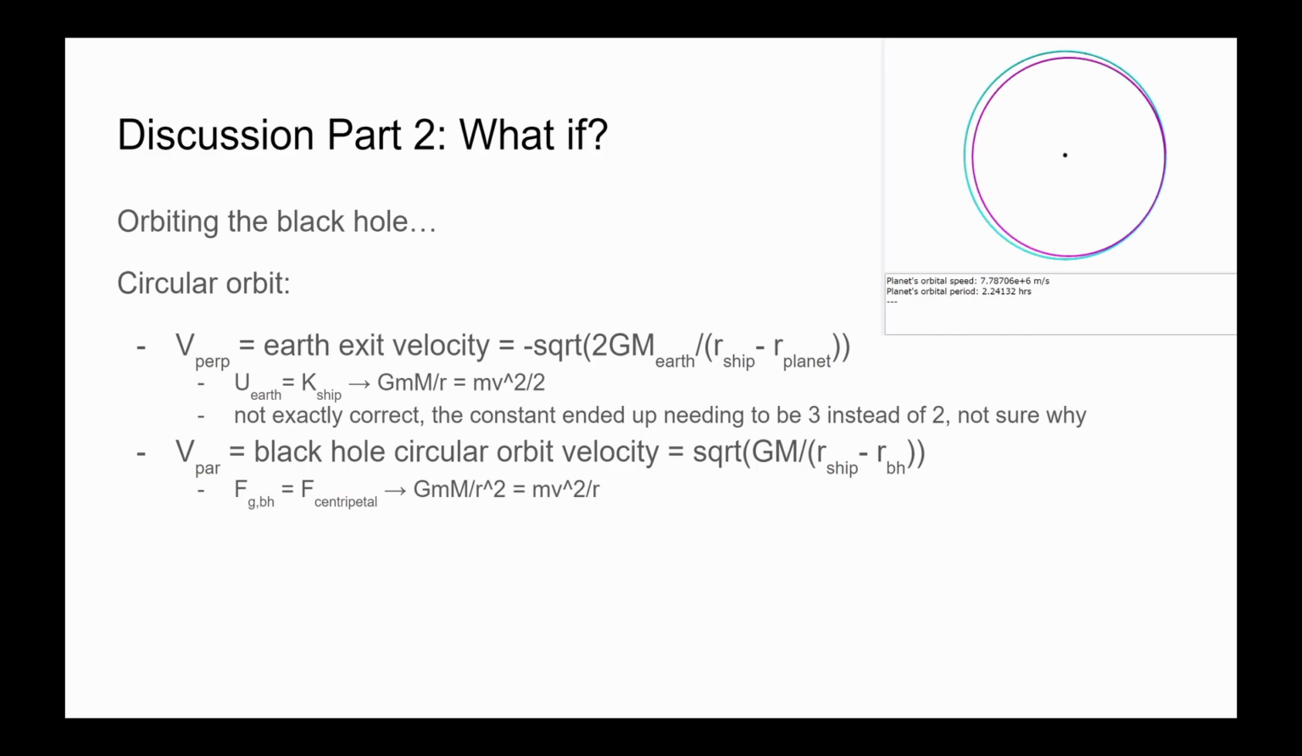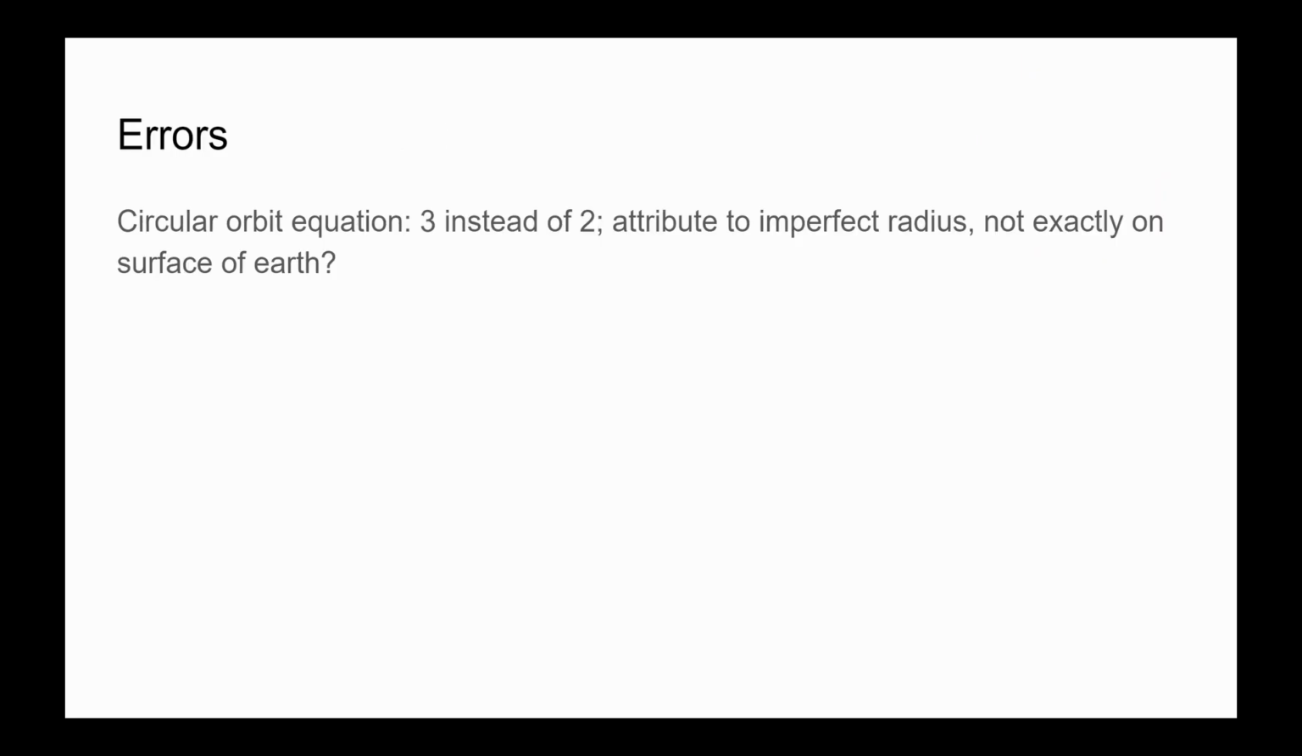And once you input those into the velocities for the x and y components, you should get a circular velocity to orbit it. Now for errors, I already talked about that 3 instead of 2 constant for the circular orbit equation. I'd attribute it to an imperfect radius input. Maybe it's not exactly on the surface of the Earth.